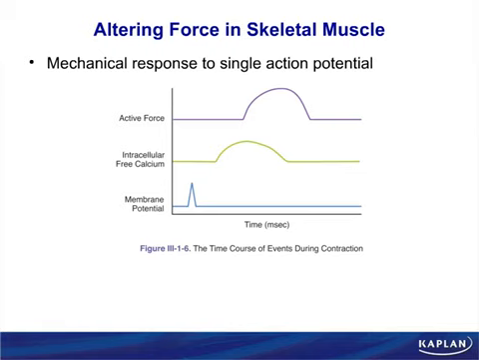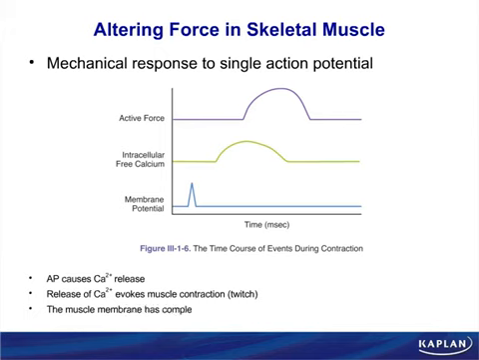Next is active force. As we indicated, we get an action potential. This will cause the release of calcium, as illustrated on the slide. This rise in calcium will evoke muscle contraction. That's active tension due to crossbridge cycling. That is a single twitch. Now, it's very important to notice that the membrane potential in the skeletal muscle fiber has completely repolarized well before we even see the active force. So, the skeletal muscle membrane is ready to fire another action potential before we actually see the active force.